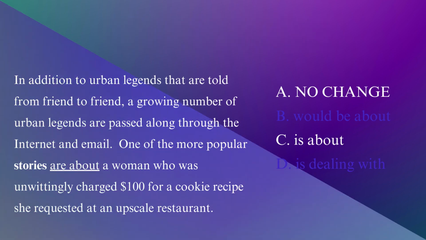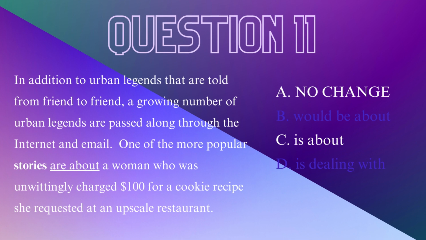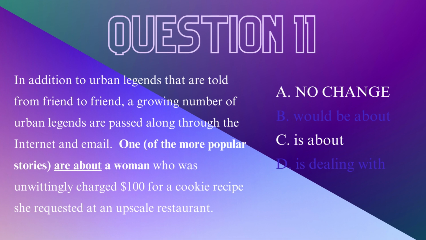Let's review subject-verb agreement. Singular subjects go with singular verbs, which often end in S. Remember, S for singular. Plural subjects go with plural verbs. He was tired, not he were tired. Stories is plural, are is plural, so would that be correct? No. Stories is not the subject. Stories is used as the last word in a prepositional phrase.